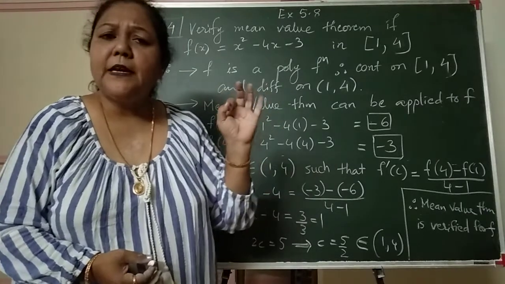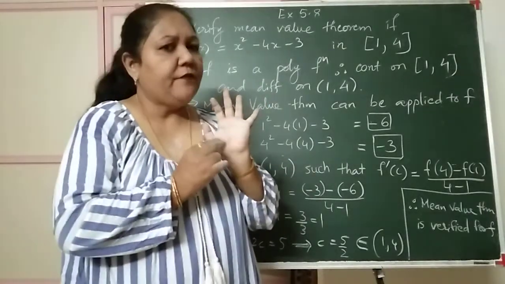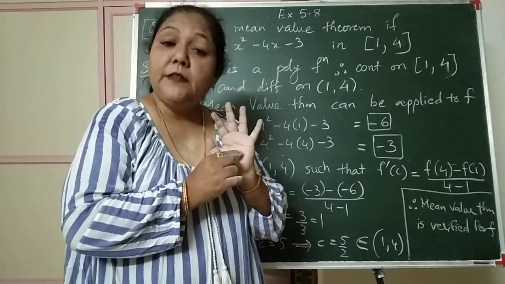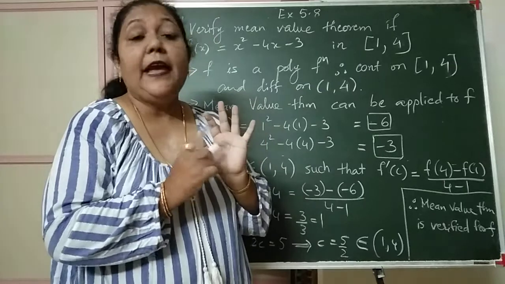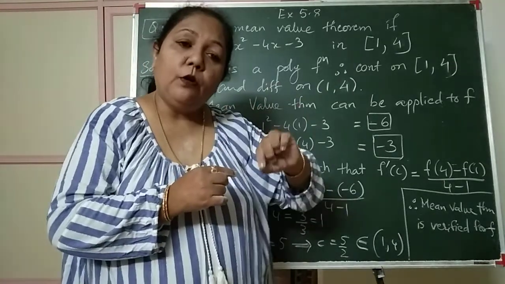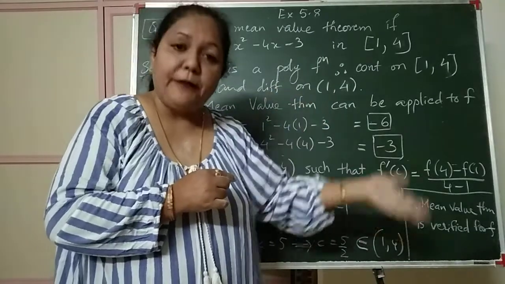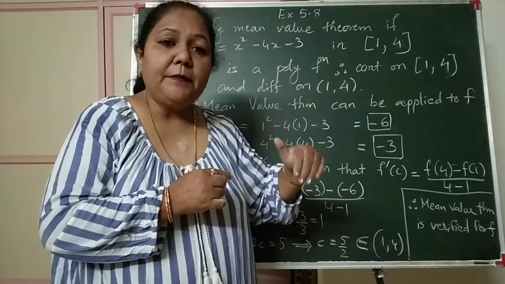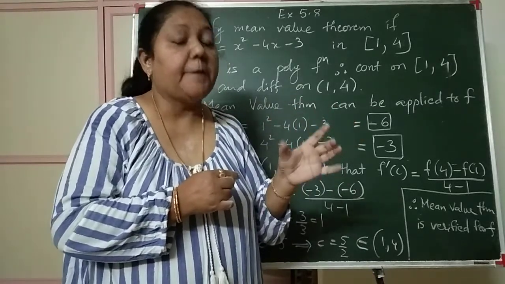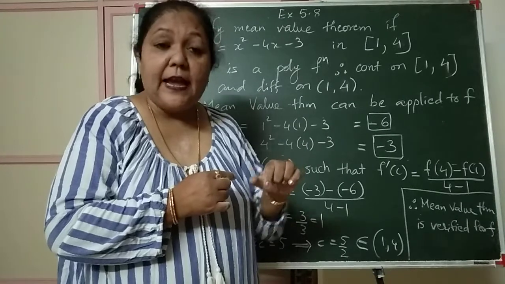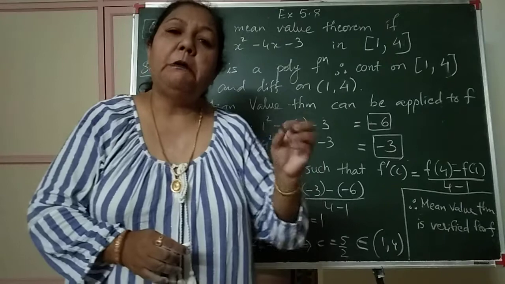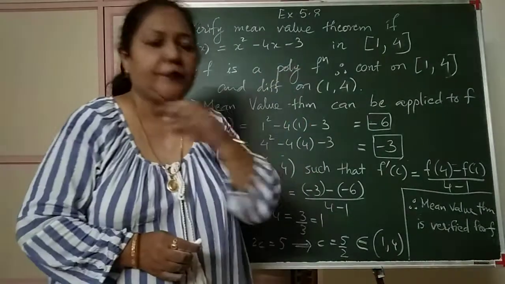So what were the conditions of Rolle's theorem? f must be continuous in the closed interval, f must be differentiable in the open interval, and secondly f of a must be equal to f of b. If so, then Rolle's theorem will be applicable, and if it is applicable, f dash of c is equal to 0. Solving this, you will find the number c, and c must belong to your open interval. This was Rolle's theorem. Now mean value theorem is a little different.